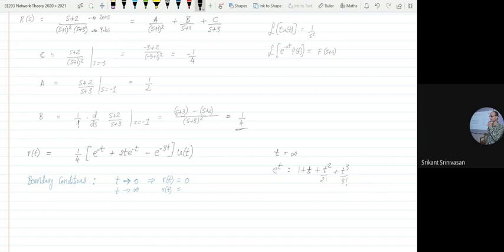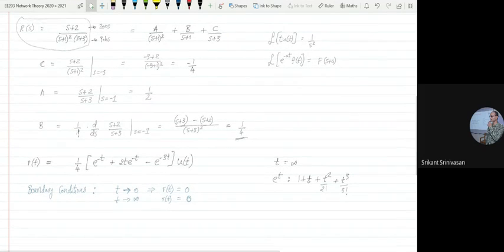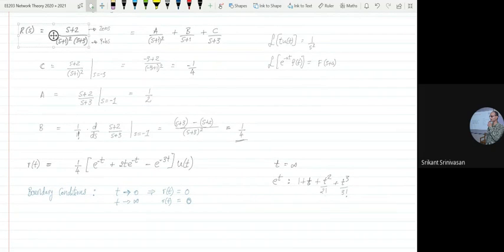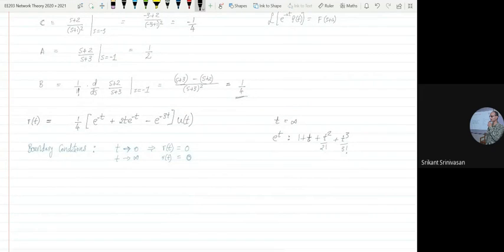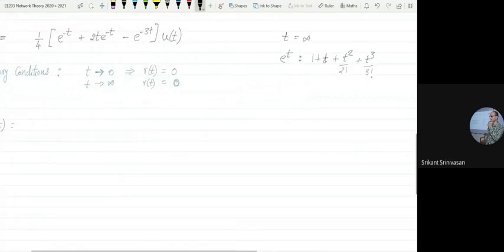So here also the answer is 0. Now, if you want to find out these initial conditions, you can do something. Let's take our original transfer function. Let's see if there is a copy paste option. Not here. So let's write it down. S plus 2, S plus 1 square, S plus 3.